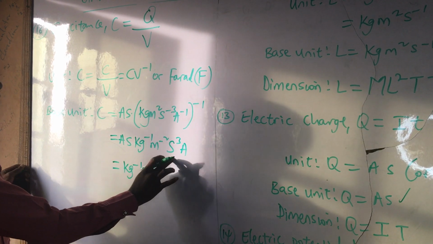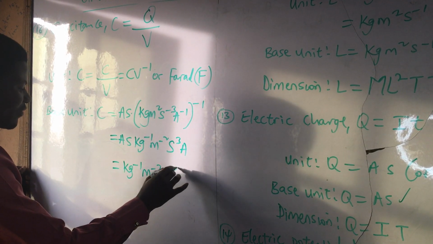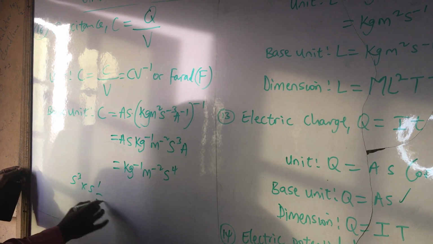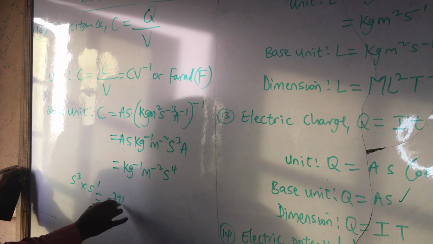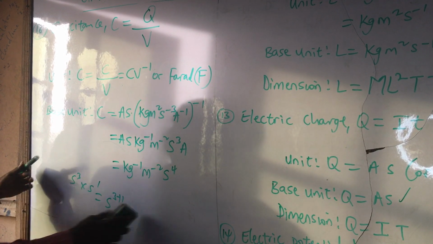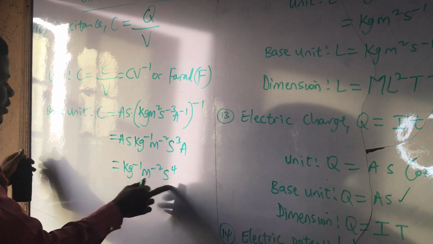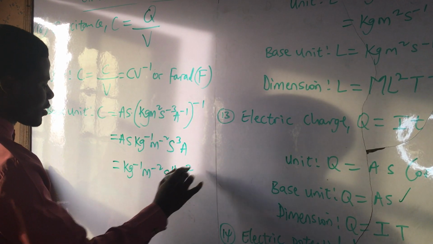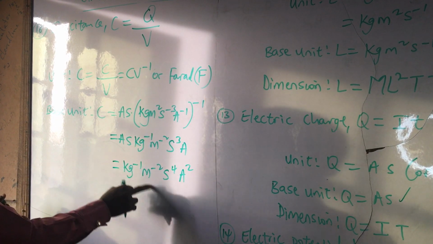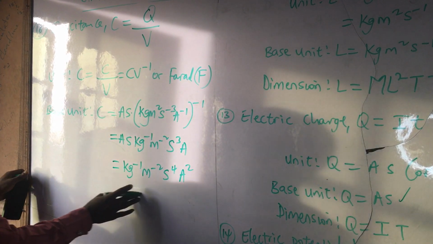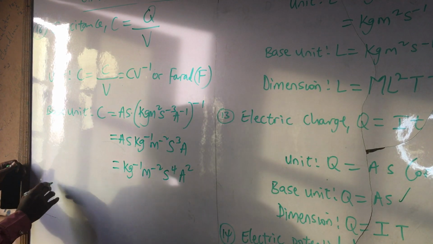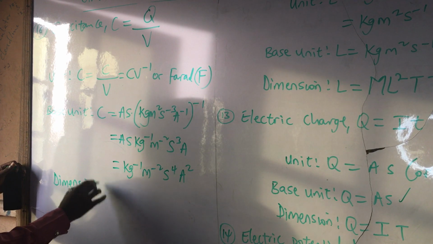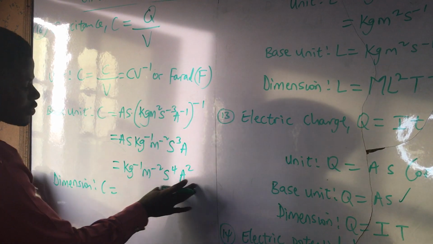S times S raised to power 3 will give us S raised to power 4. Remember the law of indices: S raised to power 3 times S, this S is the power of 1. So take the base, add the power. That's S raised to power 4. Then what is left? A times A will give us A square. Per kilogram, meter square, S raised to power 4, A square. That becomes the base unit of capacitance. So, dimension now. Once your base unit is correct, then the problem is solved, because once you have the base unit, it turns to dimension.